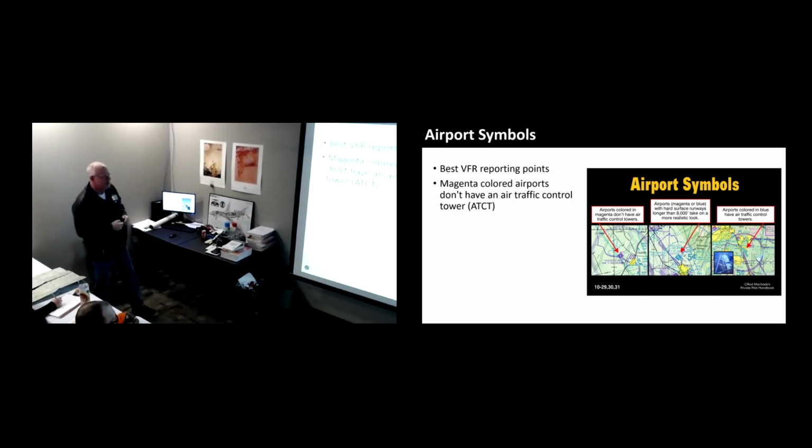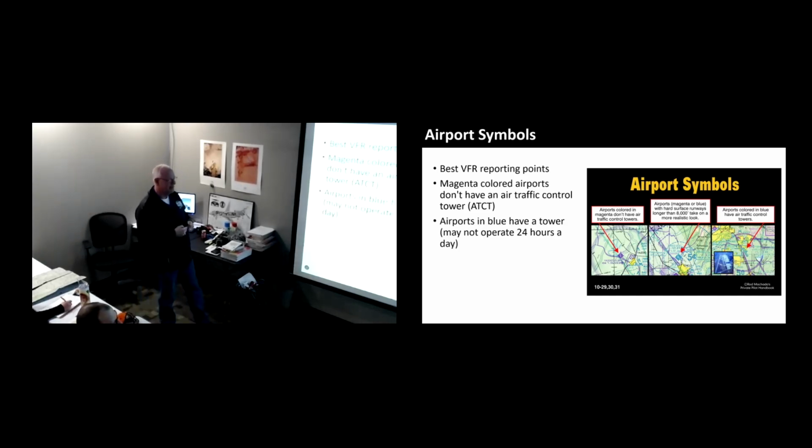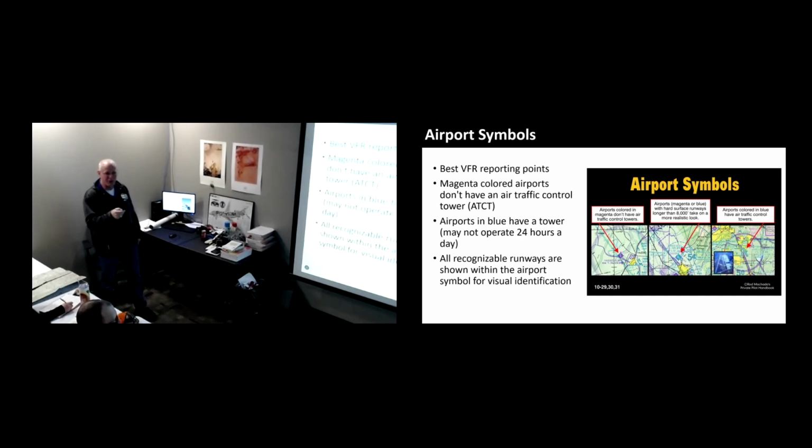Magenta colored airports. We talked about this a little bit the other day. Magenta, no tower. Blue, have a tower. But is the tower always operational? No. How do we know what the operating hours are? The chart supplement, there you go. Yep, in the chart supplement. So it may be listed as blue, but it may not always have an operating control tower.